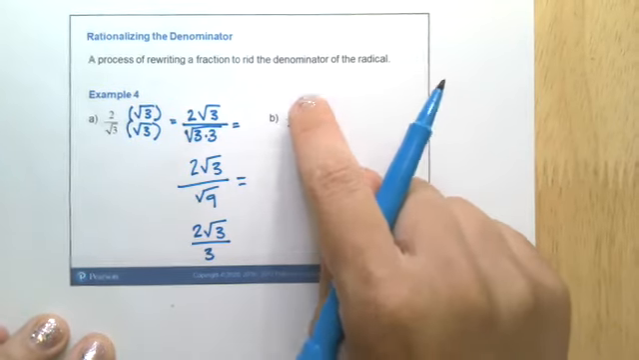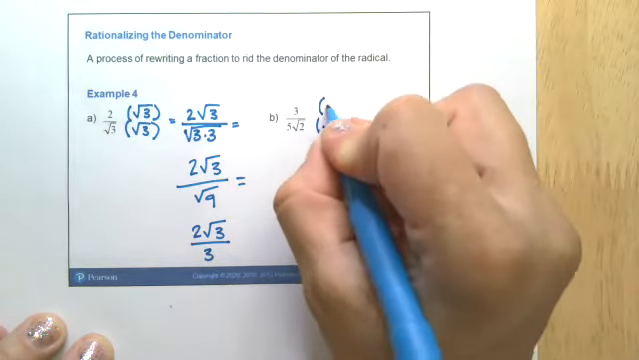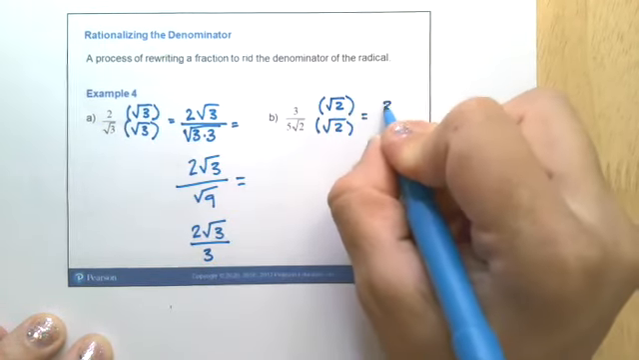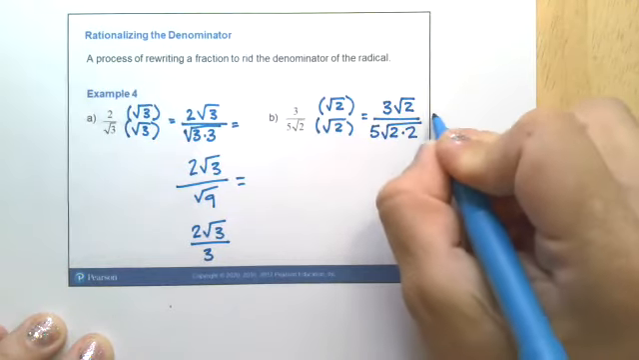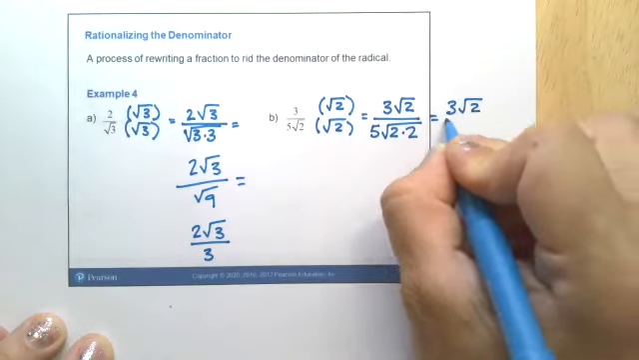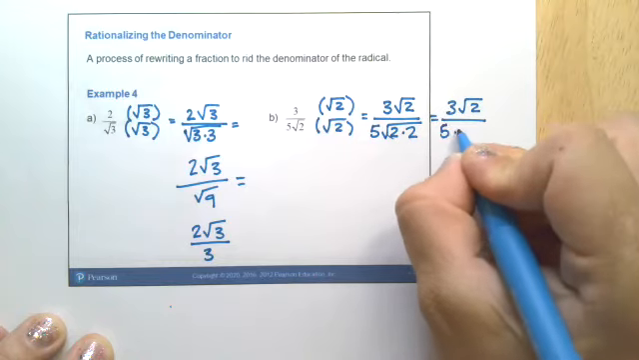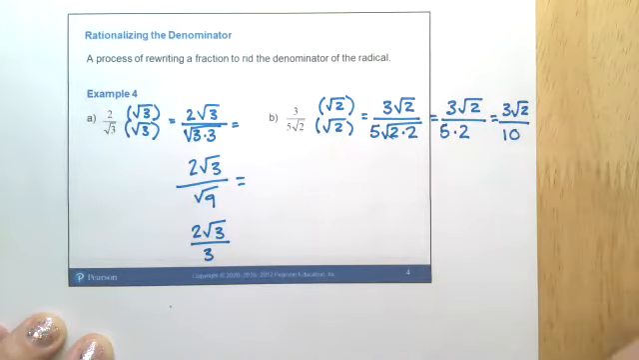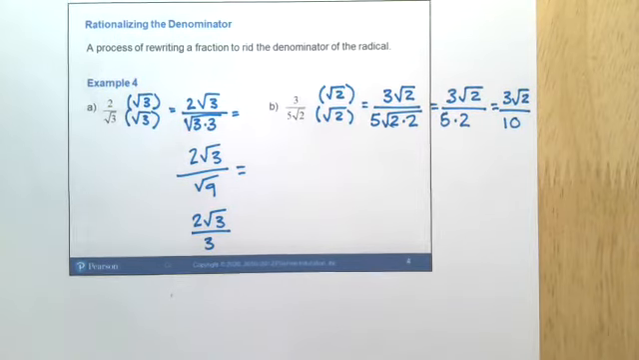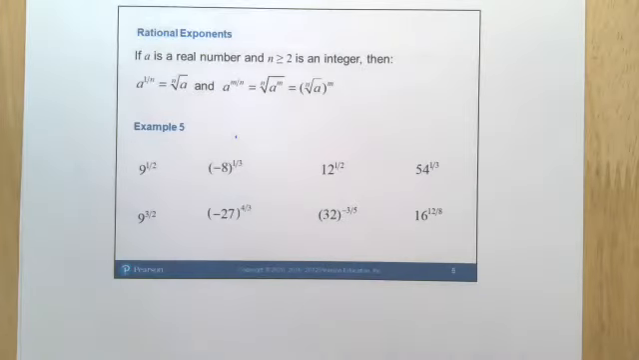Here, we do not need to multiply both sides by 5 square root 2. You can just multiply it by square root 2. That becomes 3 square root of 2 over 5 square root of 2 times 2. Since there's 2 of them, we cancel out. 5 times 2, 10. Answer. All right.